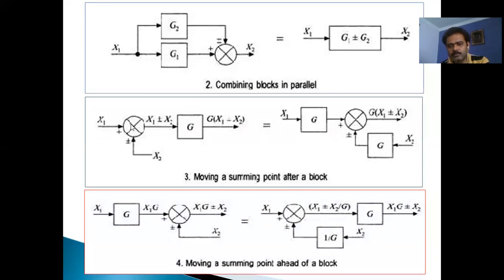If we want to move this summing point after this block, in that case, we have to add G. So block gain G is added at the summing point. Similarly, if we want to move the summing point ahead of this block, a block 1 by G is added. Okay, so up to this part we have finished in the last class.